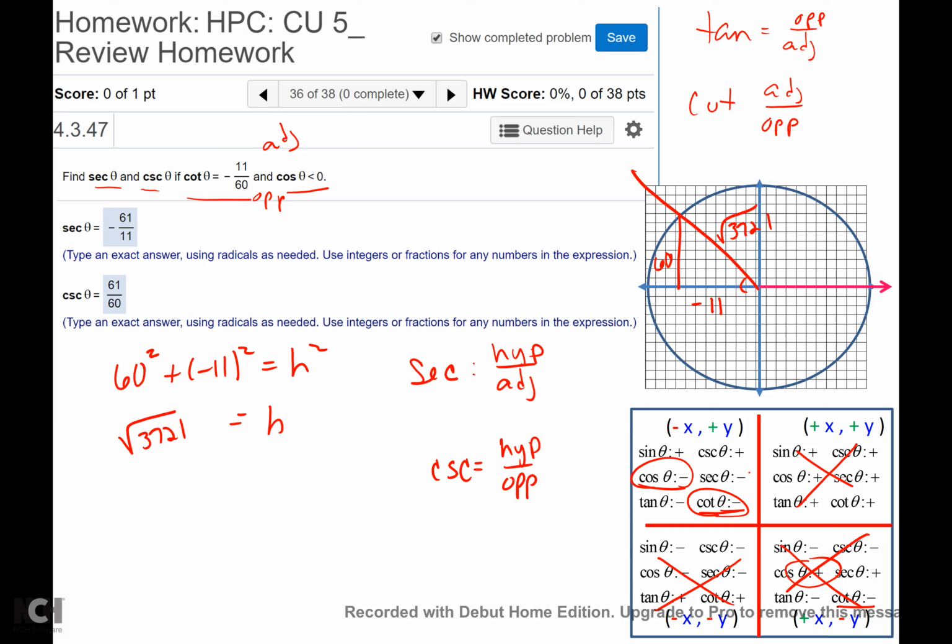Oh, I got the square root of 3721 is 61. Should have taken the square root. There's your 61. Okay. So, secant is going to be the hypotenuse, which is 61 over adjacent, which is negative 11, which makes that negative. And cosecant would be hypotenuse, which is 61 over opposite, which would be 60. Okay.